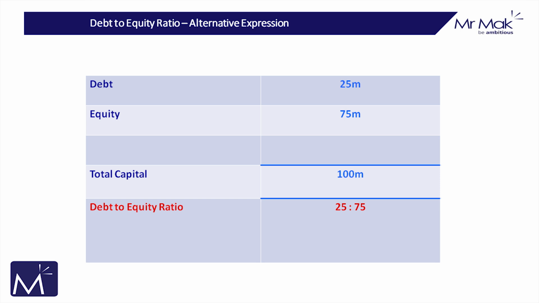You can express this in another way. Let's say you've got a company with debt of 25 million and with equity of 75 million. So the total capital base is 100 million. If you had to express that by way of a debt to equity ratio, the alternative expression, you could say it is 25 is to 75. Your expression in this alternative expression must always add up to 100. It's expressing the debt and the equity as a percentage of the total capital base.